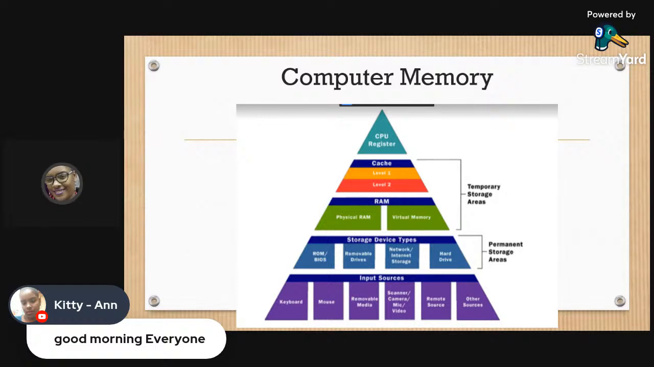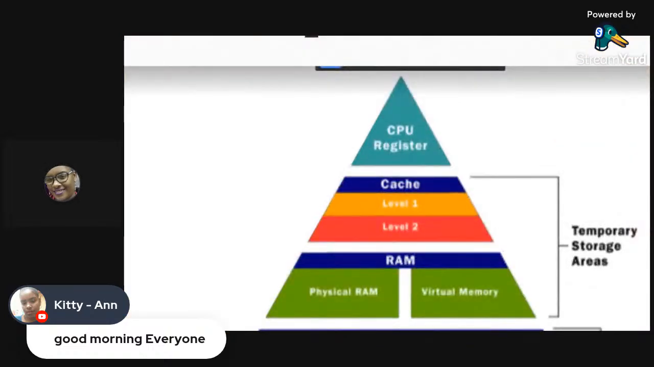All right, so what are we looking at here? We're looking at an image of the computer memory. At the top here, we have the CPU register. Then we have cache, and we're seeing for cache memory that we have different levels: level one and level two. Then we have RAM, which is physical and virtual memory.